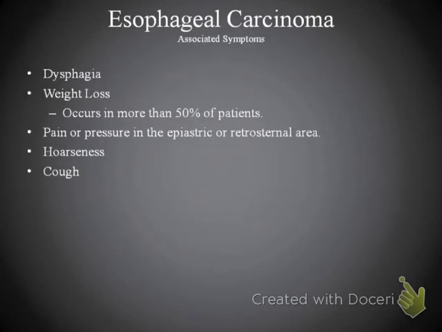So esophageal carcinoma is associated with dysphagia, weight loss, which occurs in more than 50% of the patients, pain or pressure in the epigastric or retrosternal area, hoarseness, cough. One of the big clear indicating factors here is dysphagia, where you're chewing your food, you're trying to get it down, and you just keep on feeling like it's stuck and you can't get it down. There's nothing that you can do, and it takes forever to actually go down. And that's pretty indicative of there actually being carcinoma, creating almost a stenosis there, to where food is not able to actually get down where it should.